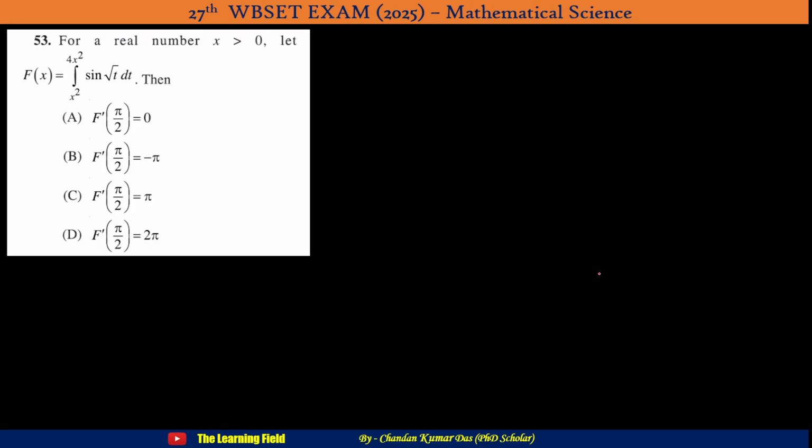Okay, next question. This question says that for a real number x greater than 0, given f x equal to the integration from x square to 4x square of sine of root t dt, you have to find f dash. This is differentiation over an integral. So we know the rule for differentiation over an integral, which is well known as the Leibniz rule.